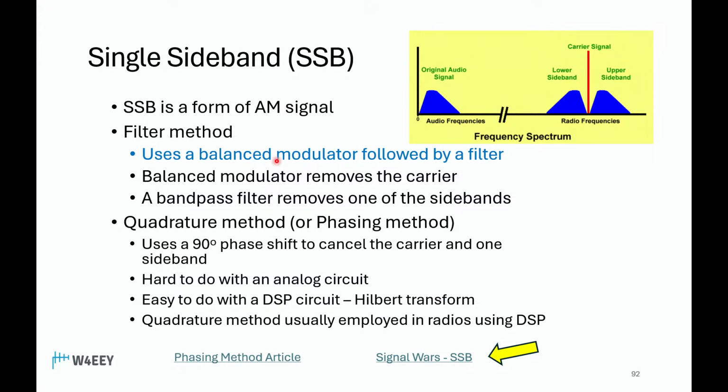So we've got the filter method and then the quadrature method or phasing method. These are the 2 ways of generating single sideband. This uses a 90-degree phase shift to cancel the carrier and one sideband, a bunch of mathematical magic we'll talk a little bit more about next week. It's really hard to do with analog circuits, although it has been done. It's very easy to do with digital signal processing. There's a mathematical method called the Hilbert transform that does that. So quadrature method is usually employed in radios using DSP. Pretty much all modern transceivers are going to be doing it this way.